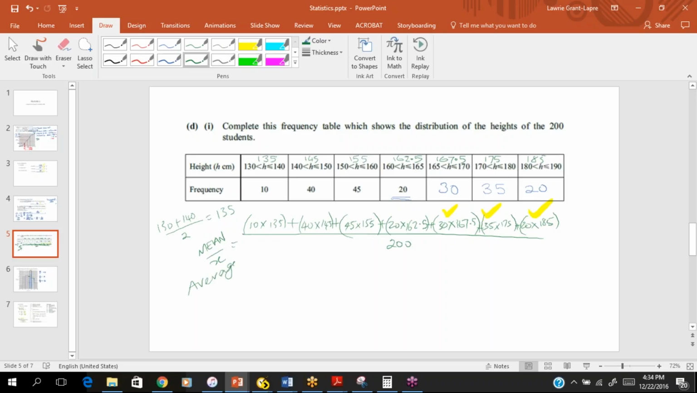This question didn't ask the mean, but another question on an IGCSE just might ask for the mean.